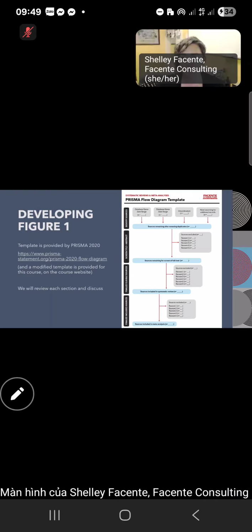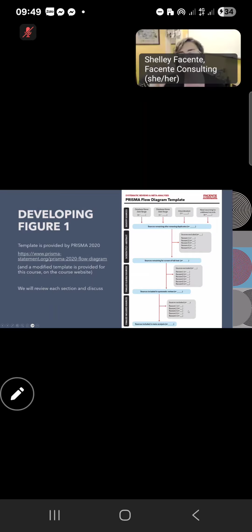There are many different tools available to help you do this, and they're all slightly different versions, but more or less, every report that you write of a systematic review should have a figure one that looks kind of like this, your PRISMA flow diagram. And so we'll go through each section and discuss.